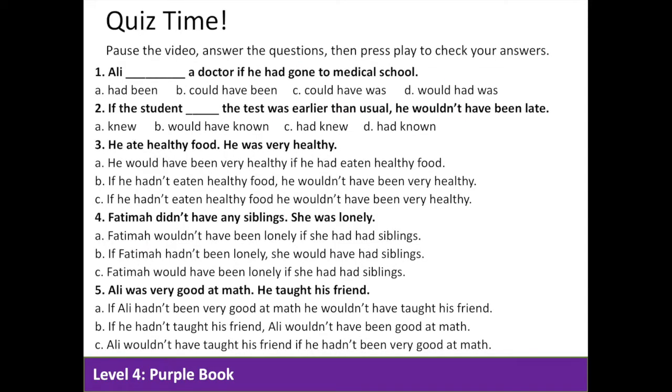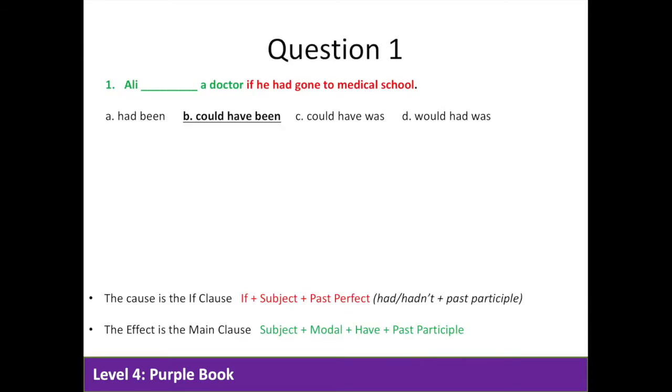Now, let's take a practice quiz. Pause the video and answer the following questions, then press play and we'll check your answers. Question 1. Ali blank a doctor if he had gone to medical school. In this question, we have the main clause, so we know we have to start with the subject, Ali, followed by the modal, then have, and past participle. B is the correct answer.